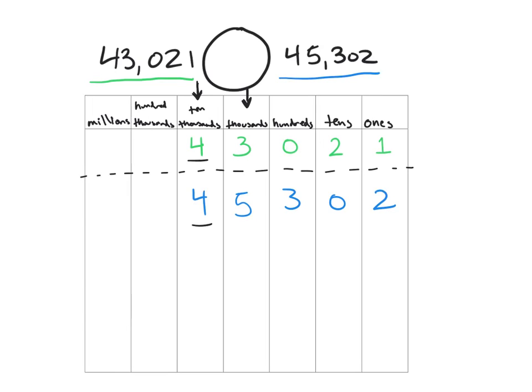So when I look at the top number in green, I see that there are 3 thousands in this number. And when I look at the bottom number, I see there are 5 thousands.